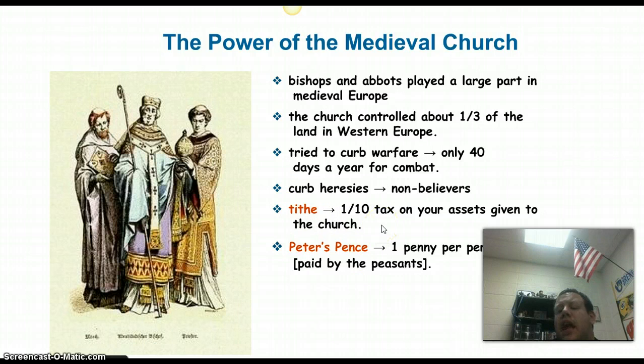The tithe was one-tenth of your assets given to the church. So if you made $10, $1 went to the church all the time. If your crop, you made 10 bushels of corn, one bushel of corn or wheat, whatever you want to call it, would go to the church then.